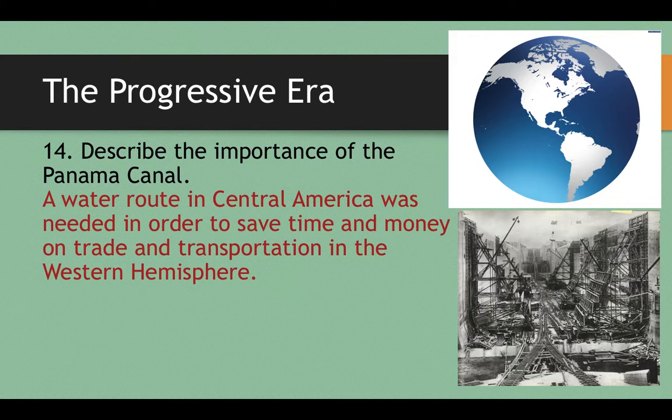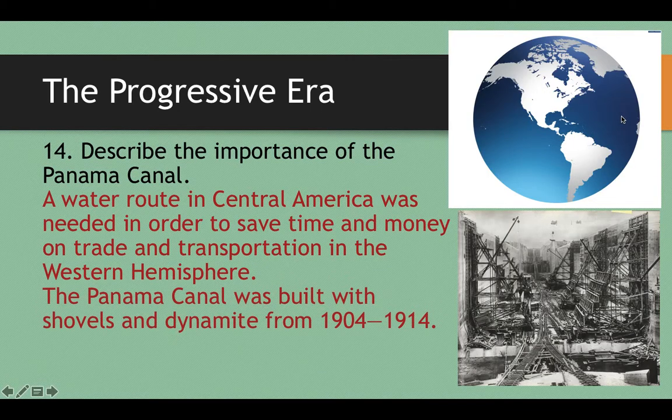Okay, so a water route in Central America was absolutely necessary. It was necessary in order to save time and money on trade and transportation in the Western Hemisphere. Some people just weren't trading in the Western Hemisphere or on the west coast of the Americas because it took so long to sail around the Straits of Tierra del Fuego on the tip of South America. Okay, so building this canal right here made it a lot more efficient in order to sail.